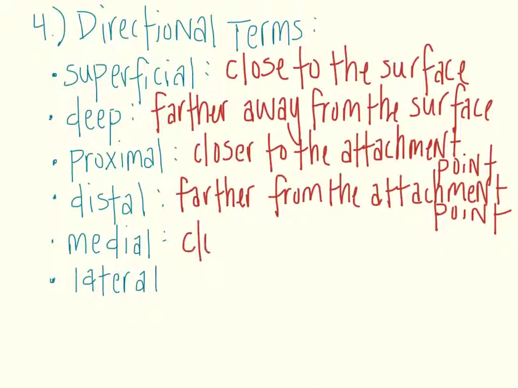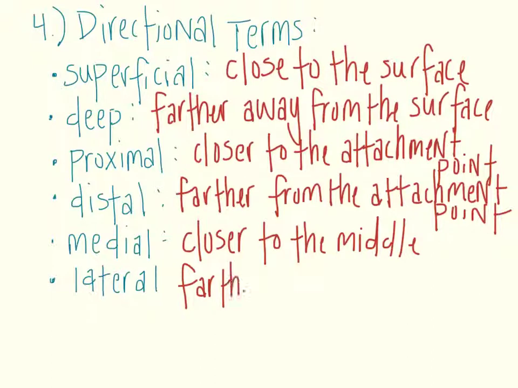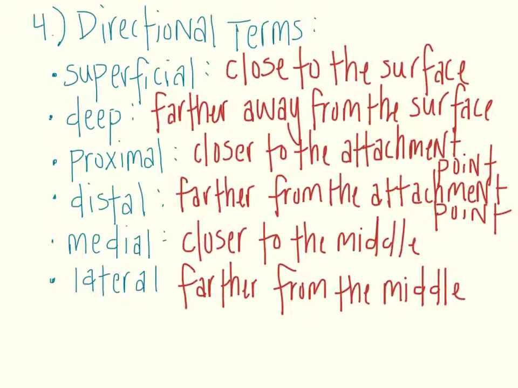Medial just means closer to the middle. And then lateral is farther from the middle. Now keep in mind what middle is. If you were to divide your body into left and right sides perfectly in the center, that would be the middle. So if it's closer to the middle, it's closer to that line that's dividing yourself into like a mirror image, like a left and right side. And then if it's further from that point, it would be lateral.